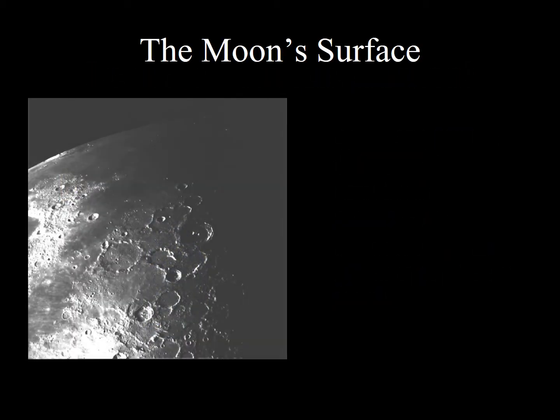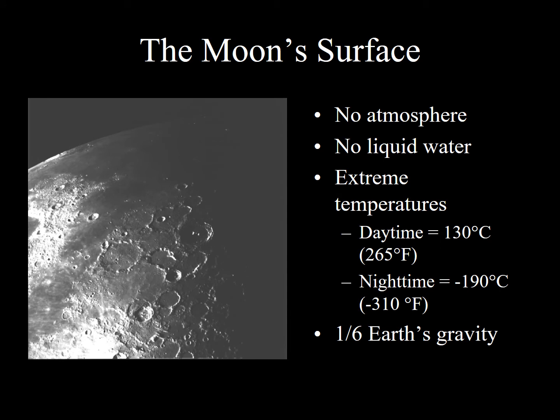The moon has no atmosphere, no liquid water, and goes through extreme temperature changes from, let's say, 130 degrees Celsius in the day down to somewhere around minus 190 degrees Celsius at night. This helps us to understand how important our atmosphere is to life on Earth. It would be impossible to survive with such extreme temperature changes in a 24-hour period.